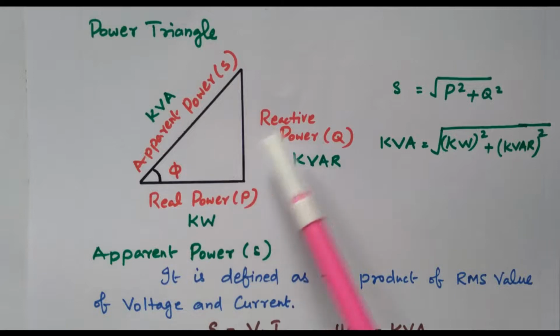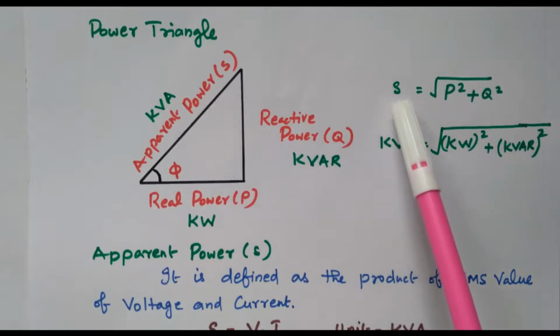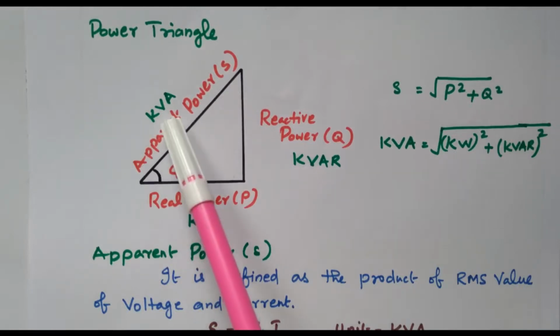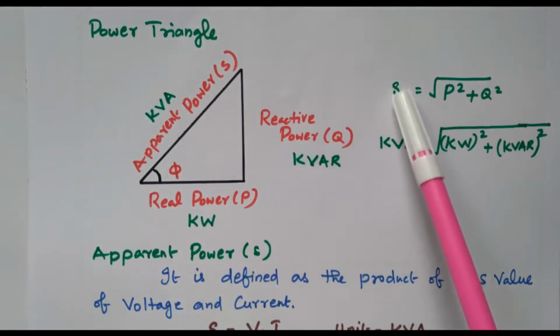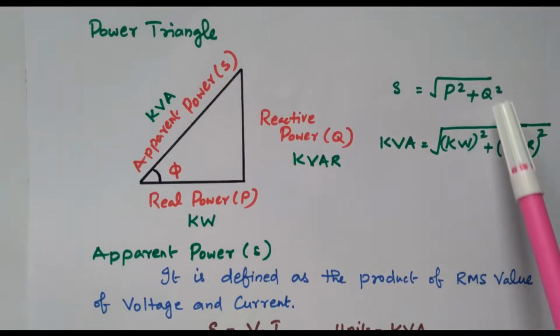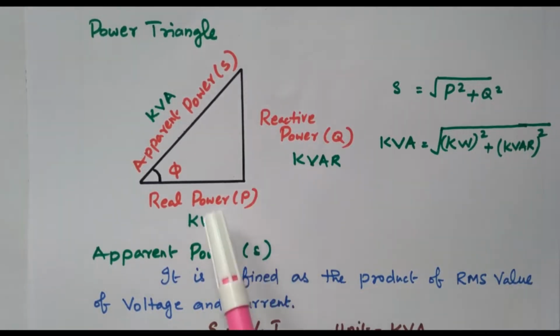Now we'll see what is real power and reactive power one by one. So this is the power triangle. S equal to square root of P square plus Q square, that is S square equal to P square plus Q square. Another form we can represent: S is represented in kVA, P in kilowatt, Q in kVAR. So kVA equal to square root of kilowatt square plus kVAR square. So this is the power triangle. Here there is 90 degrees between real power and reactive power.